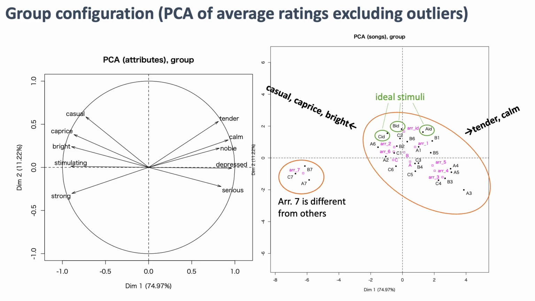We can see that there are 2 groups of arrangement styles, and the ideal arrangement is configured in the middle upper position within the larger group. Because ideal stimuli are configured closer to arrangements 1, 2, and 6, we may be able to tell a human arranger to use them as a point of reference when we want to further arrange the songs.